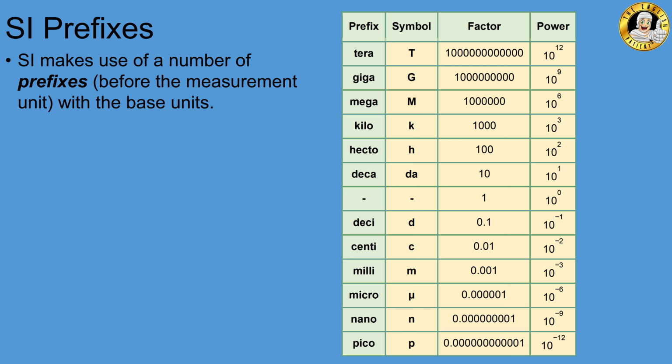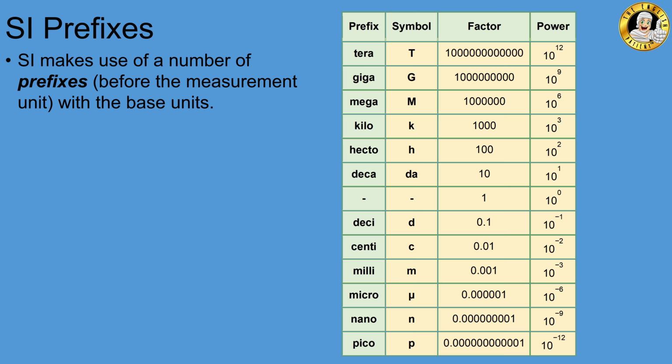Tera, the symbol is a big T, and this is 10 to the power of 12. Giga is a big G, and this is 10 to the power of 9. Mega, a big M, 10 to the power of 6. Kilo, small k this time, is 10 to the power of 3. Hecto, small h, is 10 to the power of 2. And deca is 10 to the power of 1. There is nothing for just 10, or 1 actually. It's a factor of 1 now.